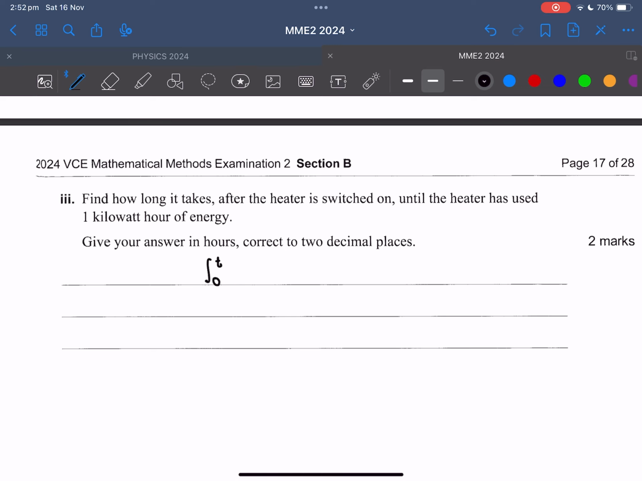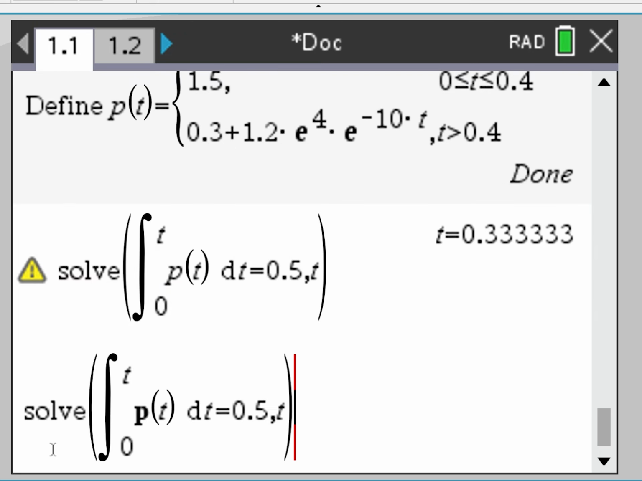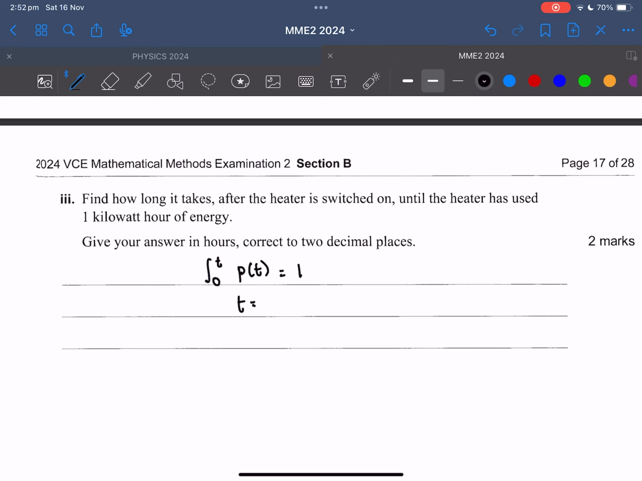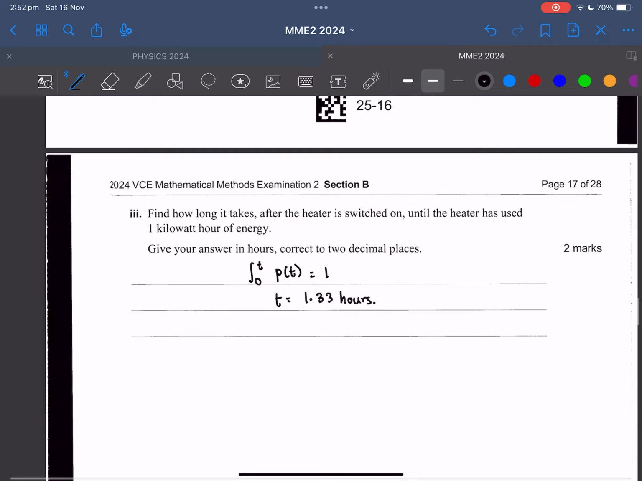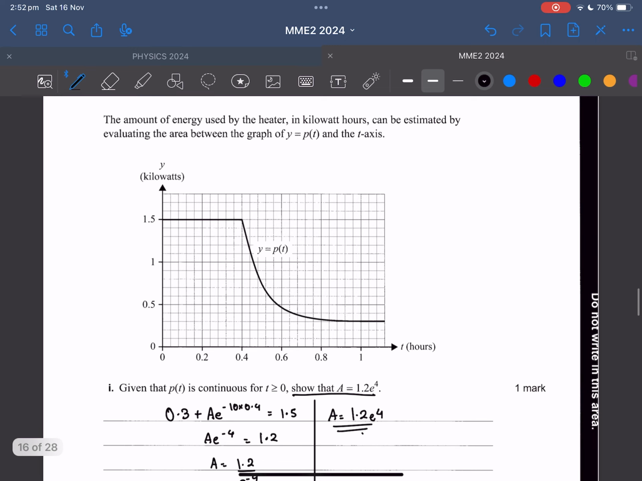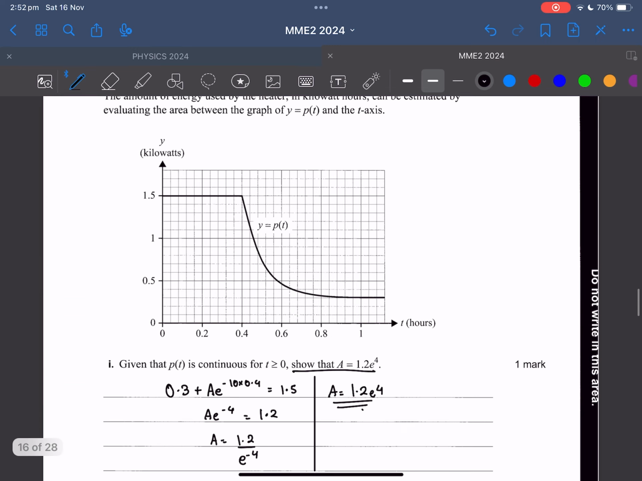So from 0 to t, p of t is equal to 1, and we are solving for t. Okay, so let's do that. So solve for t when this is equal to 1. So t is equal to 1.33 hours. Okay, so nothing quite different about this. Just make sure it's consistent. Okay, so 0 to t, p is equal to 1.